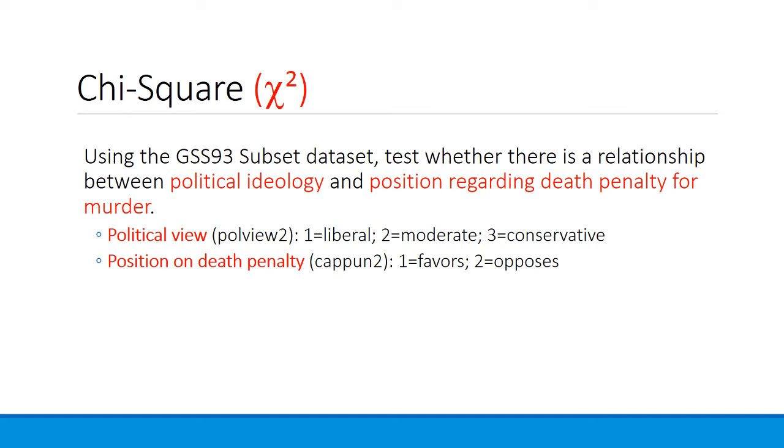In particular, we're going to be looking at the relationship between political ideology and the respondent's position regarding the death penalty for murder. In this case, we have two categorical variables. One is political view, coded as 1 being liberal, 2 moderate, 3 conservative. The second variable, position on the death penalty, is also a categorical variable, with 1 equals favors the death penalty, 2 equals opposes the death penalty. This would be an example where a chi-square test of independence would be appropriate to see whether there's a significant relationship between them.